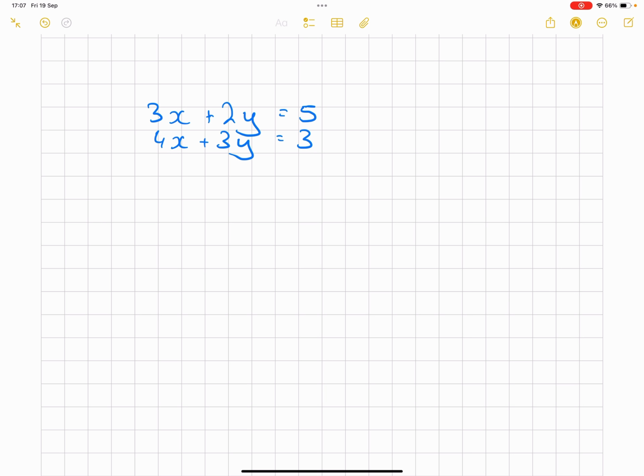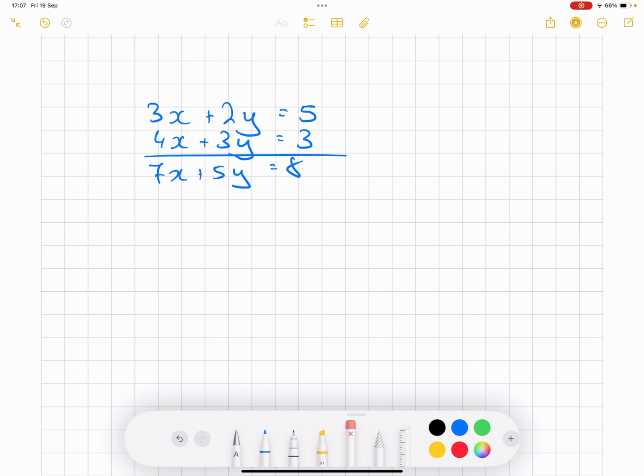If I try and add these together straight away, well, I'll do it very quickly. I don't want you to do this, but let's see. I get 7x plus 5y equals 8. I still have x's and y's, so I still am no closer to solving this. So I'm going to get rid of this line for a second.